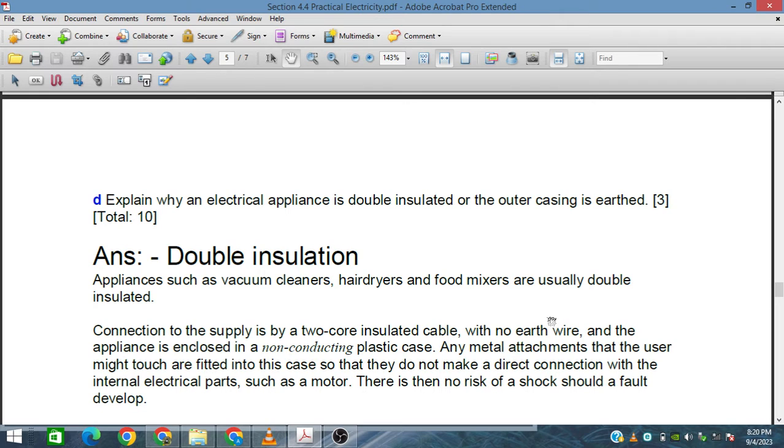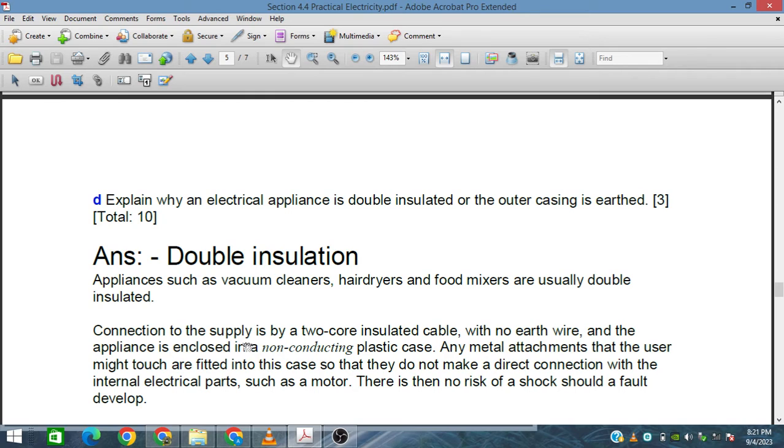In the case of many pieces of equipment such as vacuum cleaners, hair dryers and food mixers, they are usually double insulated because the connection to the supply is by two-core insulated cables, with no earth wire. So in the absence of an earth wire, that appliance should be enclosed in a non-conducting plastic case.